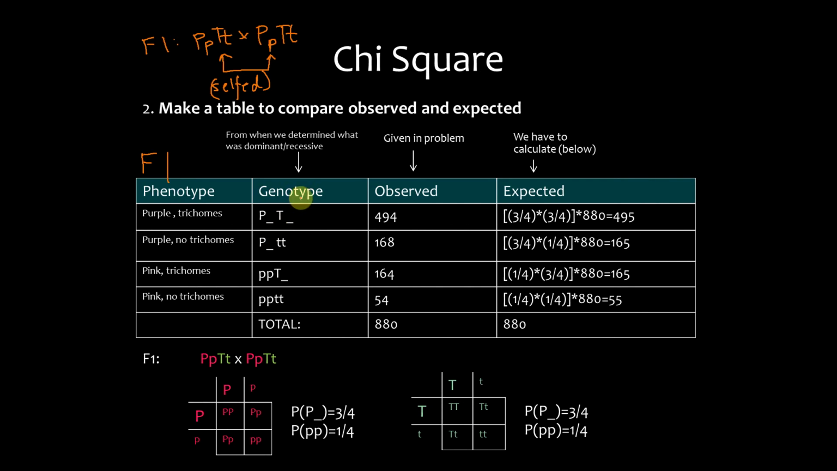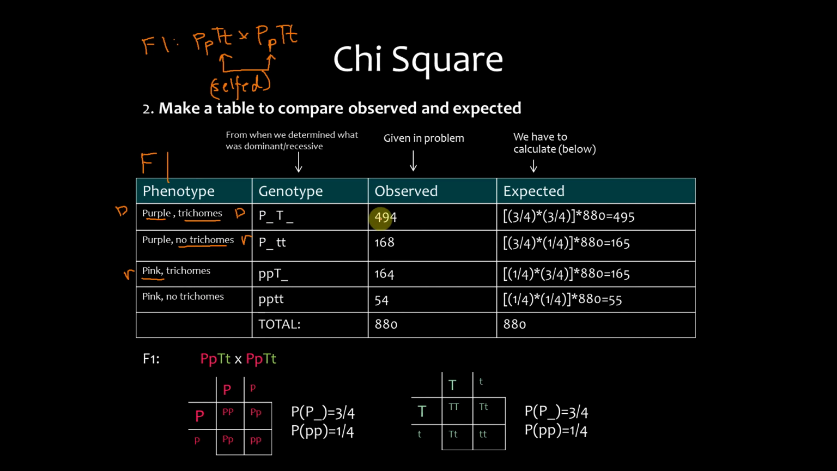Alright, so here are the possible genotypes of all the progeny. Big P something, little t something, big P something, little t, etc. I can correlate this with the phenotype because we know that purple is dominant, we know that trichomes is dominant, we know that no trichomes is recessive, and we know that pink is also recessive. So that's how I correlated these genotypes with these phenotypes.